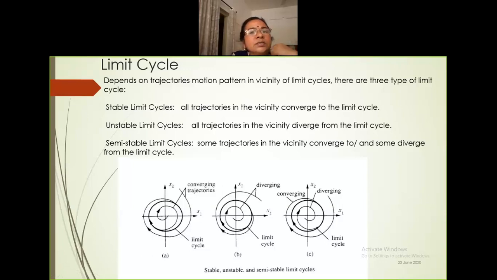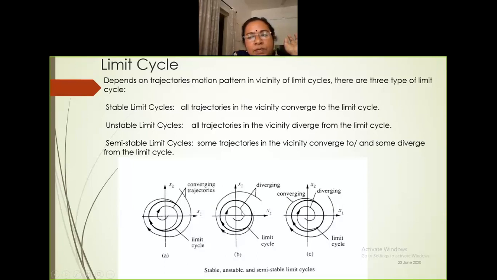So it depends on the trajectories' motion pattern. In the vicinity of limit cycles, there are three types of limit cycles: stable limit cycles, unstable limit cycles, and semi-stable limit cycles. You need to see the nearby trajectories' motion. So in this case, the closed path is the limit cycle. Then the nearby trajectories are converging. It is converging towards that limit cycle. Again, it is converging towards that limit cycle.